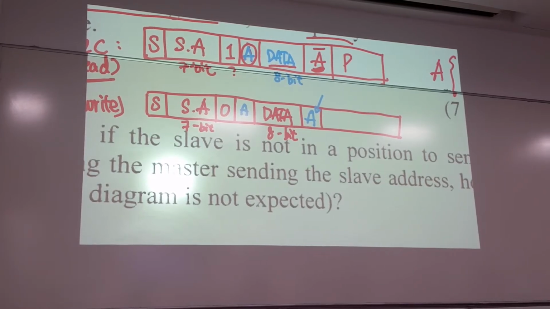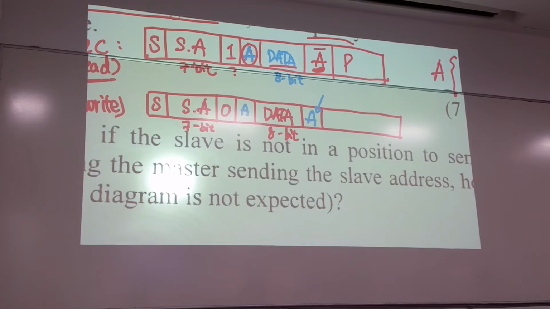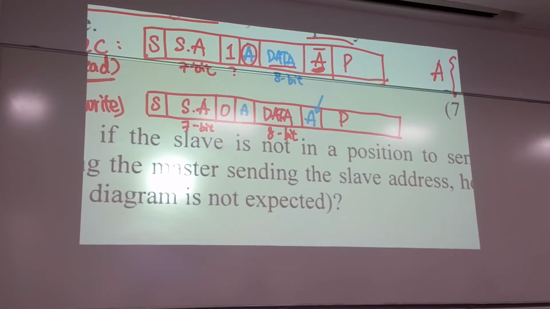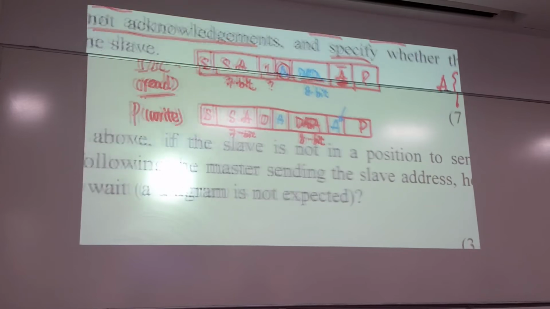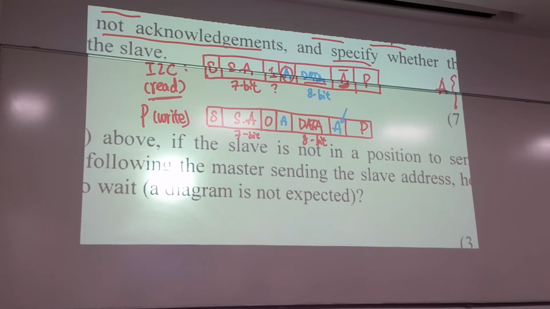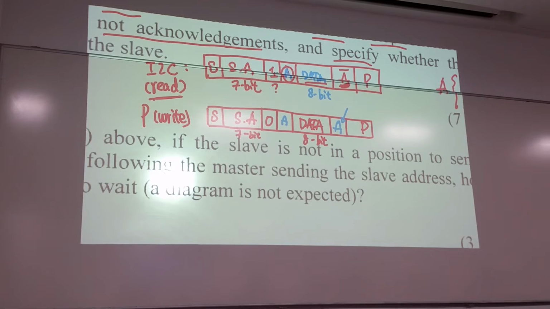Then who should send the stop? Master. Okay? So this is the entire process. Every time before you draw the waveform of I square C, you should have this complete process first. Okay, then you draw the waveform.